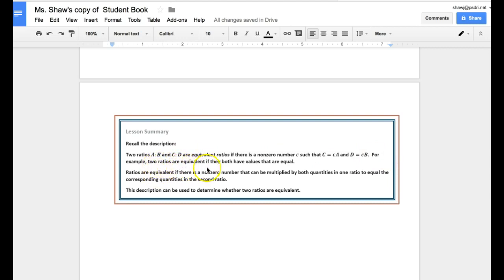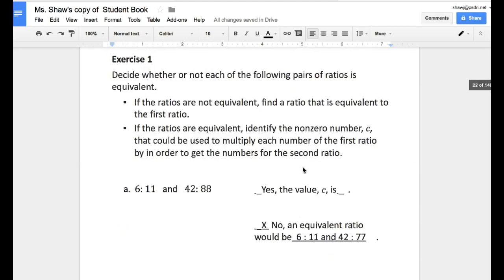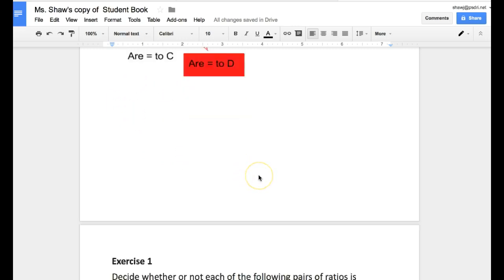For example, two ratios are equivalent if they both have values that are equal, which basically was what we showed you earlier today. Ratios are equivalent if there is a non-zero number that can be multiplied by quantities in one ratio to equal the corresponding quantities in the second ratio. So what we want to keep in mind is that this lowercase c has to be a non-zero number, because if this was a 0 and that were a 0, it couldn't possibly be equivalent because everything would just be 0. So that's why the lowercase c has to be a non-zero number.